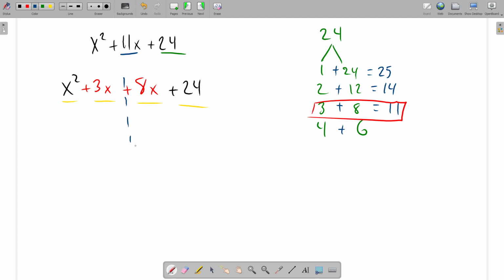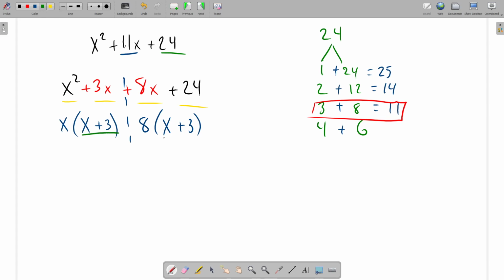So we draw our imaginary line, and we look at the two terms on the left, the x squared and the 3x, and we ask ourselves, what's the greatest common factor between x squared and 3x? Well, the greatest common factor is just an x. And what are we left with? We're left with an x and a positive 3. What's the greatest common factor between 8x and 24? Well, that would be an 8. And what are we left with? We're left with an x, and we're left with a 3.